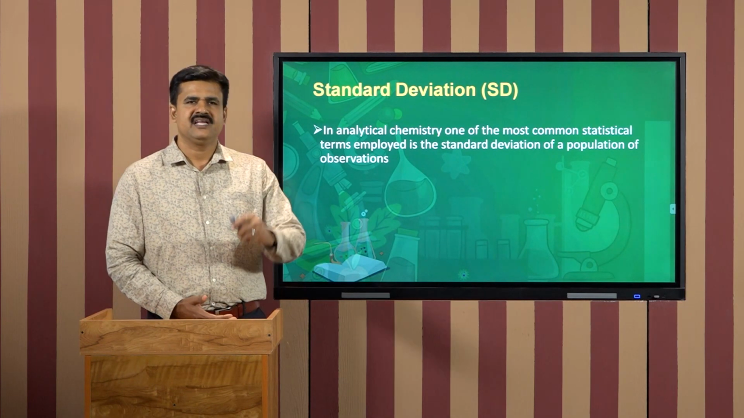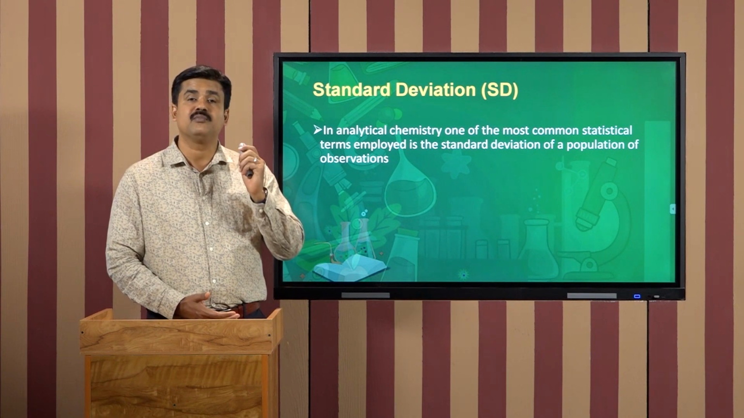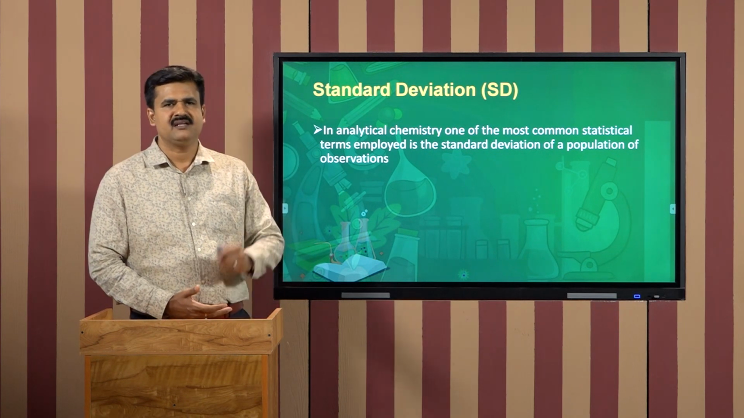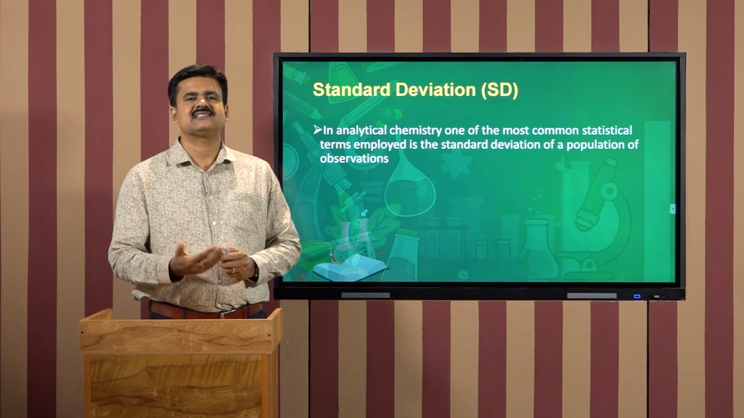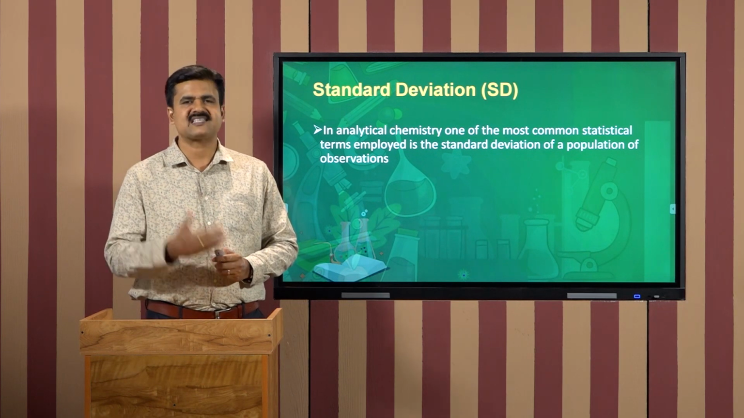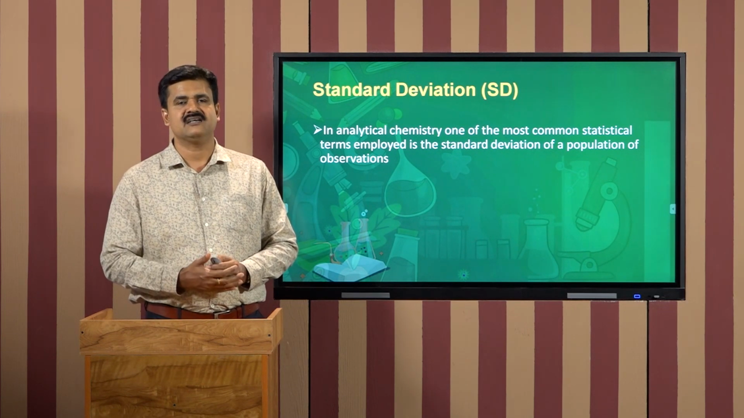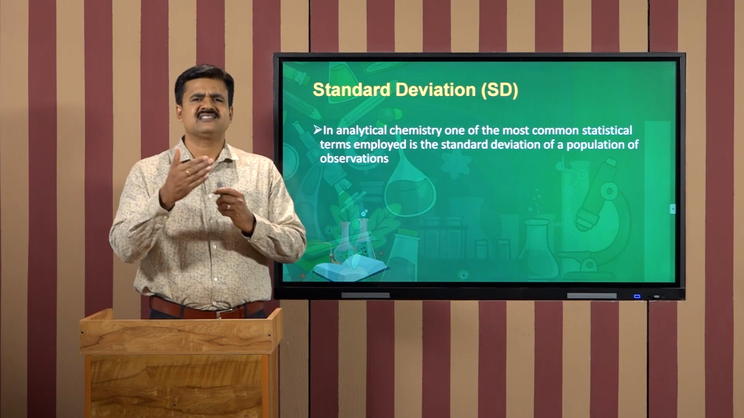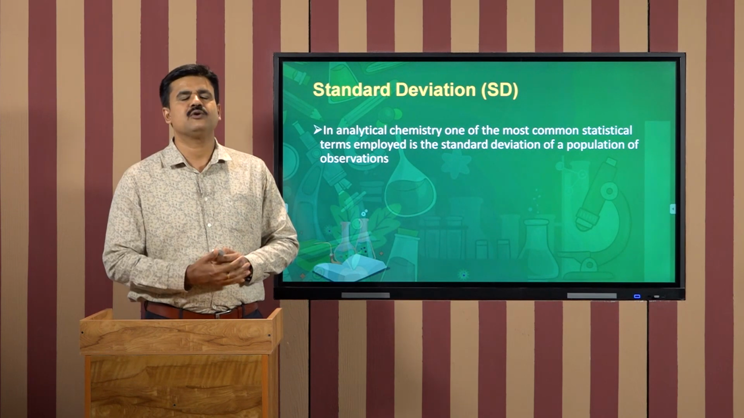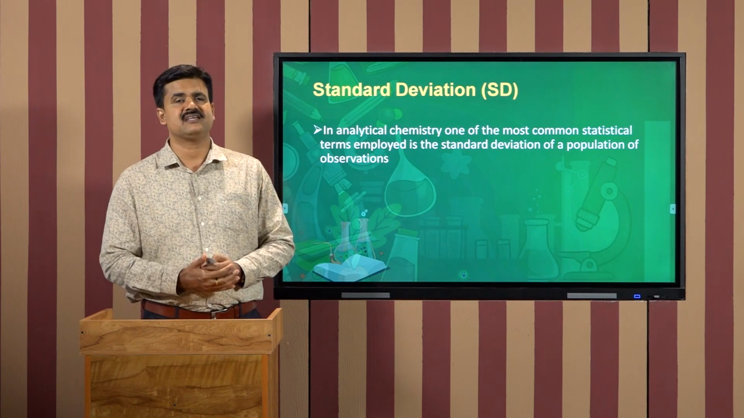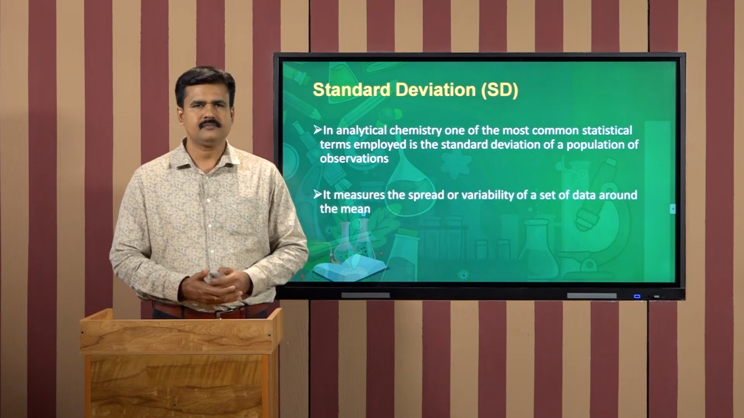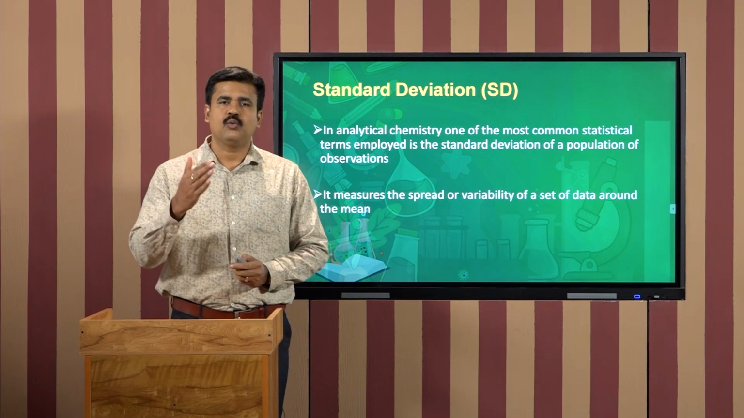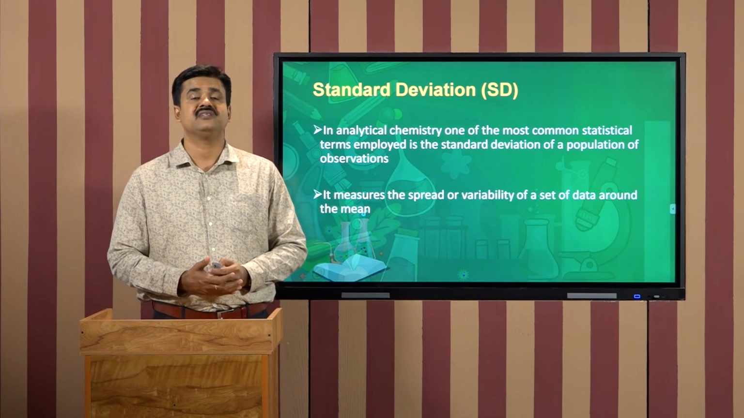Standard deviation in analytical chemistry is one of the most common statistical terms employed, and it is mainly used to describe the analytical data associated with the quantitative chemical analysis. The standard deviation of a population of observations is highly significant in analytical chemistry. The standard deviation measures the spread or variability of a set of data around the mean.